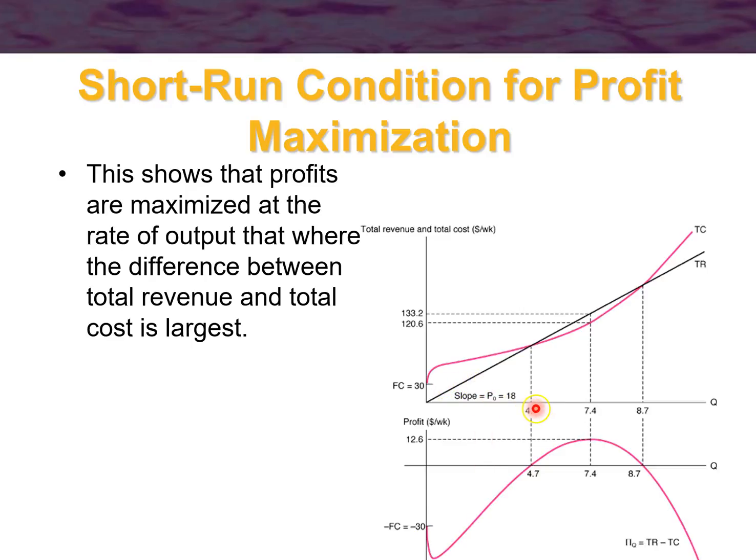And as you increase output beyond 4.7, you can see now revenues are greater than costs, and you can see profit is increasing. Profit's above 0. This is 0 profits right here. And you can see profits reach its maximum right here at 7.4. And that's the greatest distance between your total revenue and total cost. So between 133.2 and 120.6, that's your total profit. And that's going to be right here.